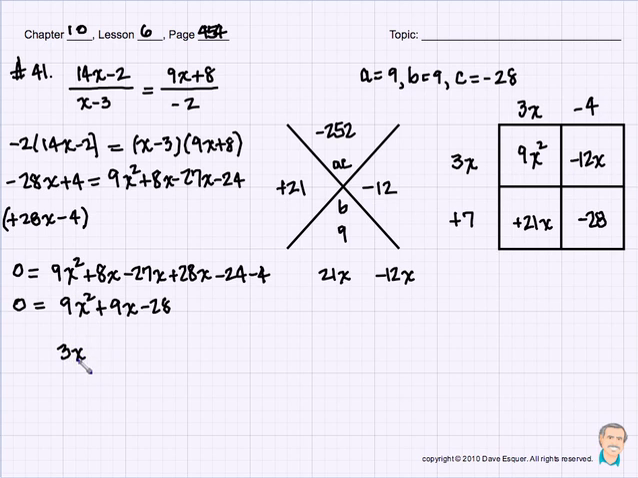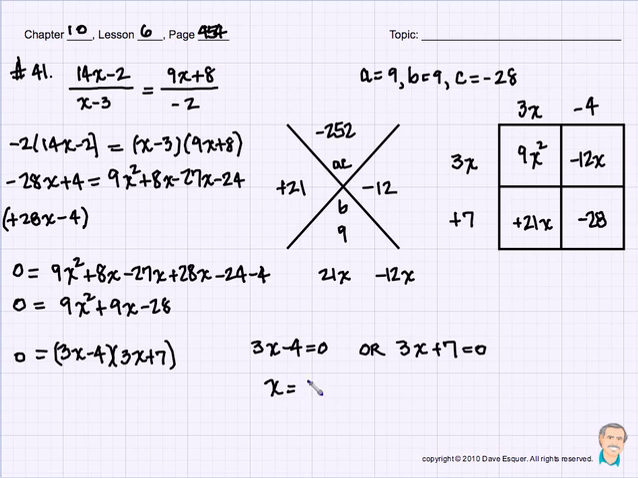So our factors turn out to be 3x minus 4 times 3x plus 7 equals 0. And the only way we can do that is with our zero product property. So 3x minus 4 better be 0, or 3x plus 7 better be equal to 0. So x turns out to be on this side 4 over 3, or x turns out to be equal to negative 7/3.